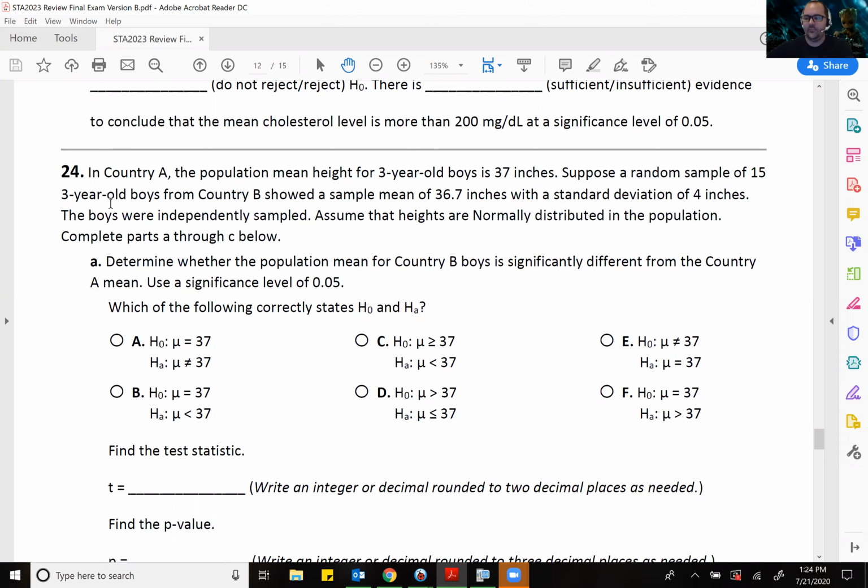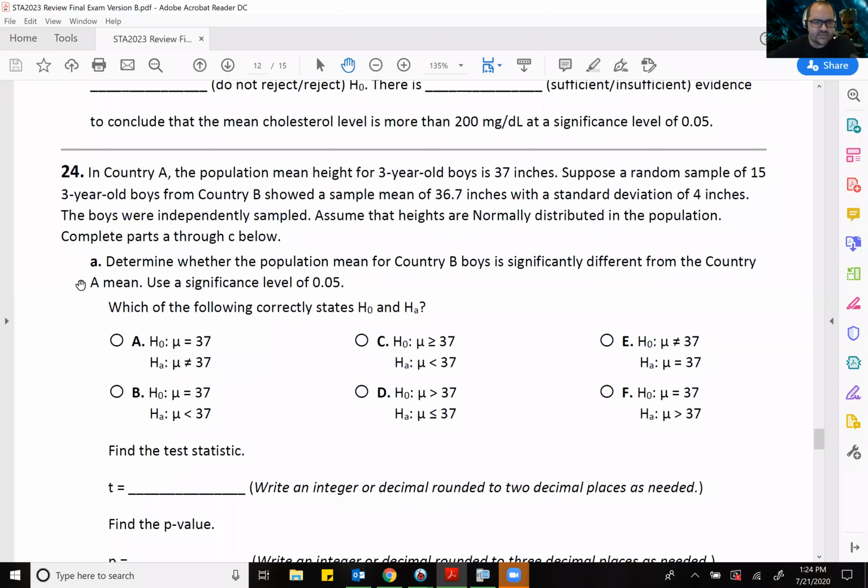So the first thing we want to do is determine the hypothesis. Everything has to be in comparison with the population. Right here it says the population mean is 37 inches. That's the null. So we need something that says mu equals 37. So we can go with A, B, or F. These are out because we don't have equals in the first part. So we know that the null, H naught, is mu equals 37.